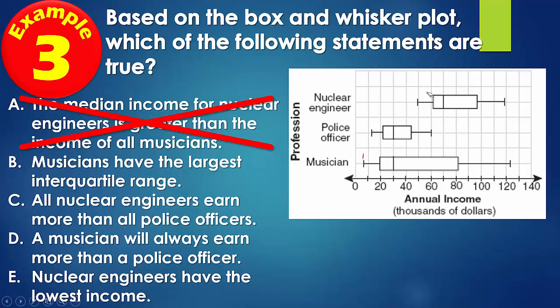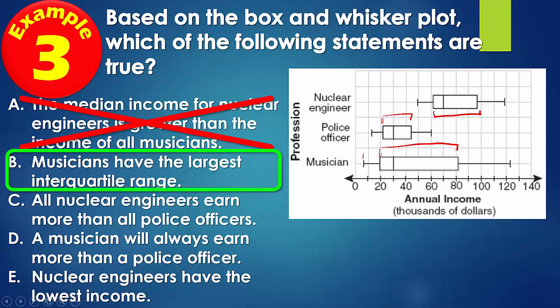All right, we look at the next one. Musicians have the largest interquartile range. Looking at the size of the boxes in the interquartile range, yes, that one is absolutely true. But we're going to go ahead and look at the rest too in case there's more than one that's true. All nuclear engineers earn more than all police officers.